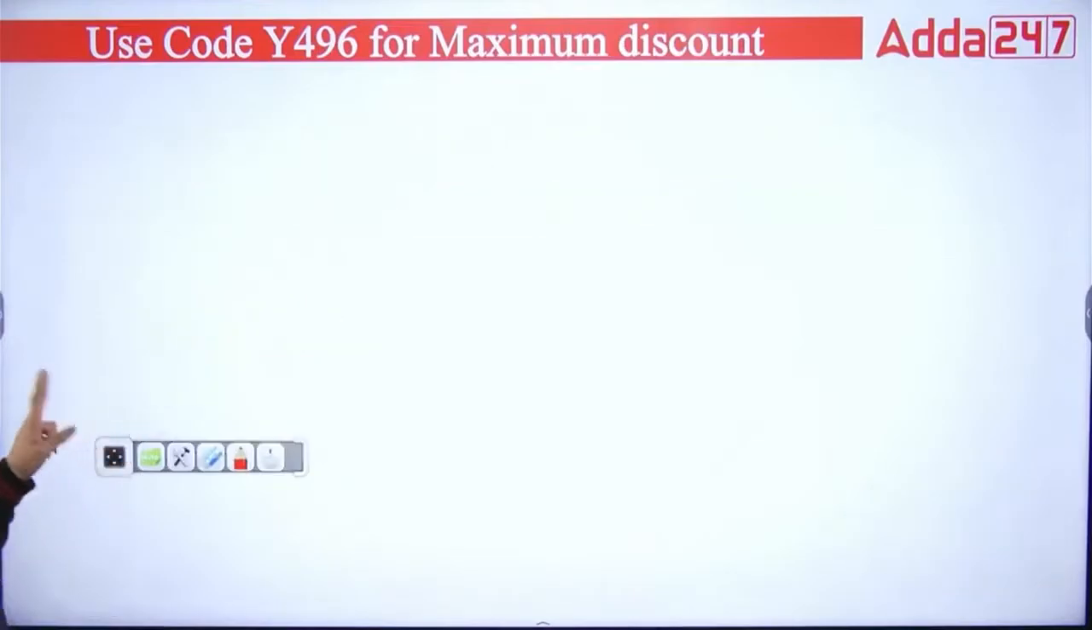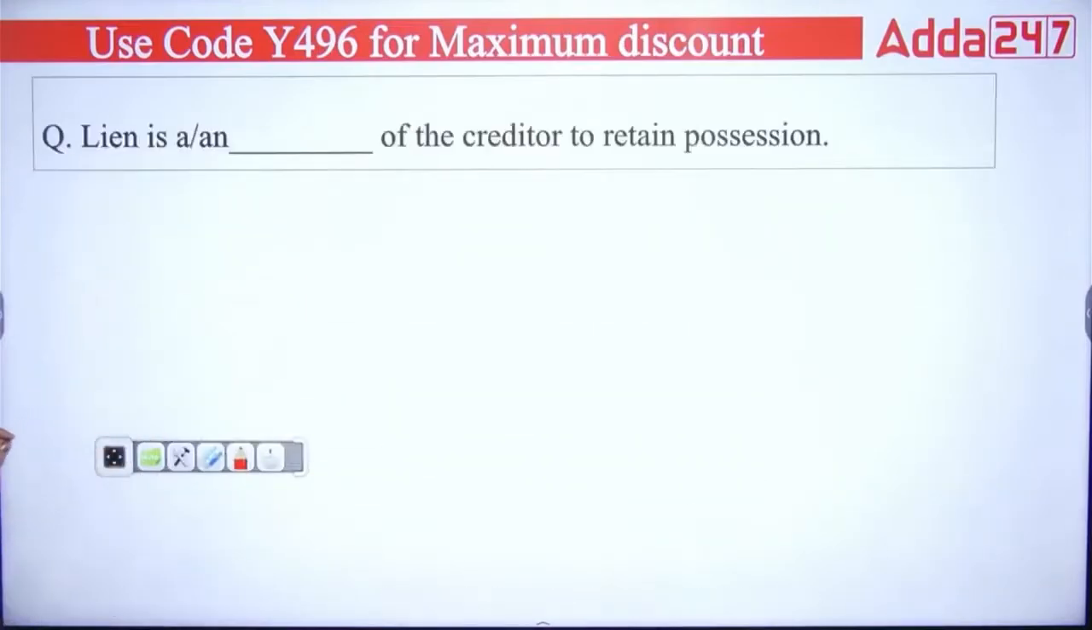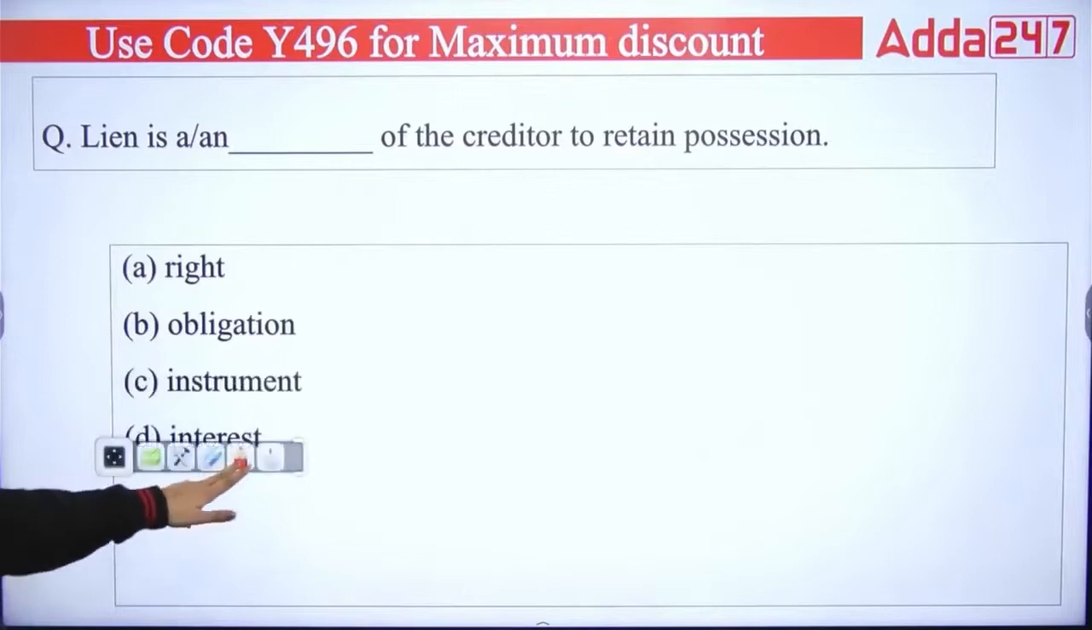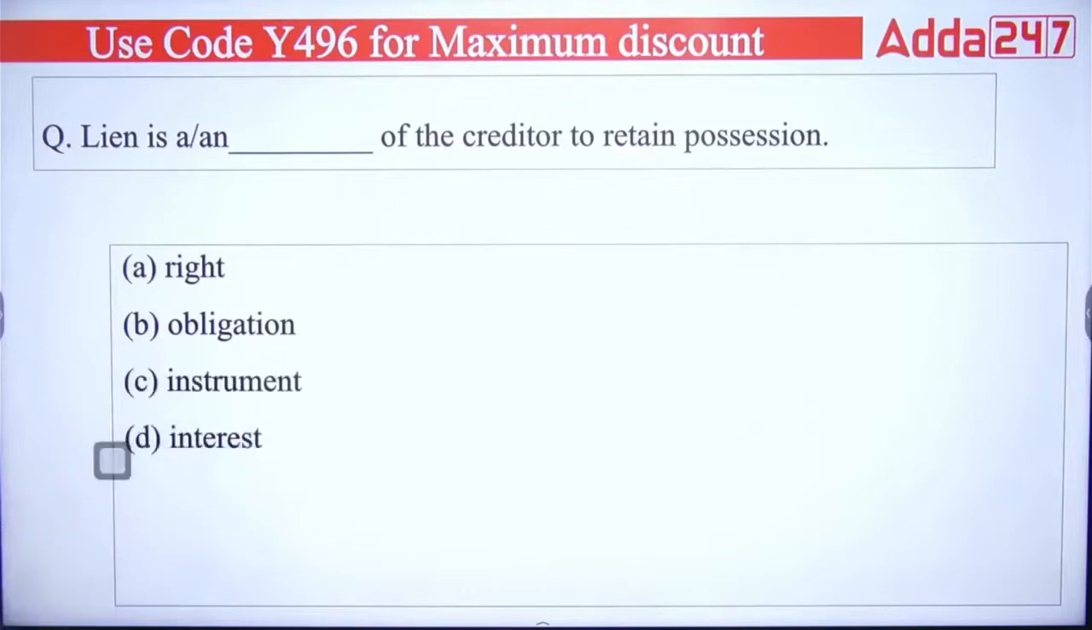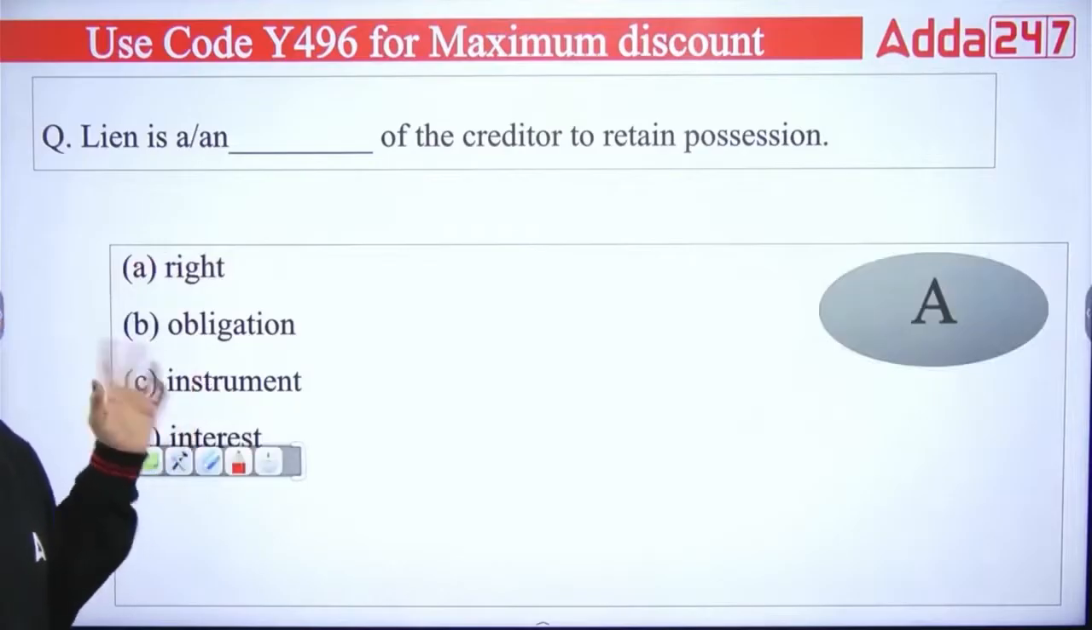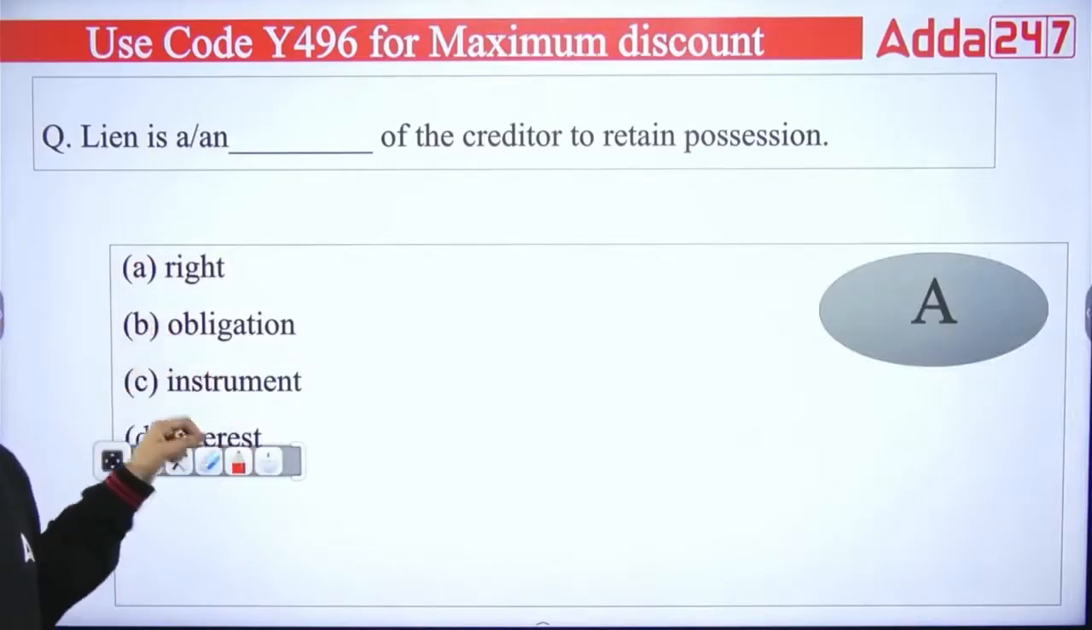Okay. Next, lien is a dash of the creditor to retain possession. The right, the obligation, the instrument, the interest. So what is it? Right, obligation, instrument, interest. And the right answer is it's a right. It's the right of a banker to retain the possession unless the customer returns the loan.